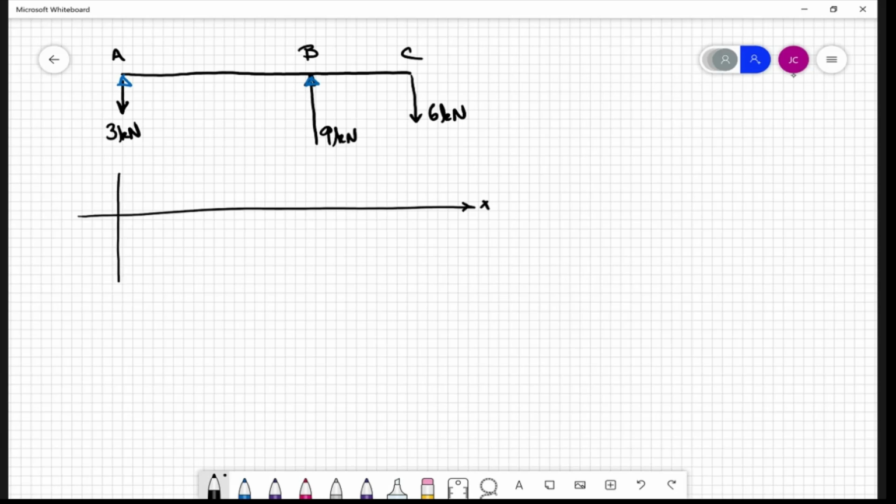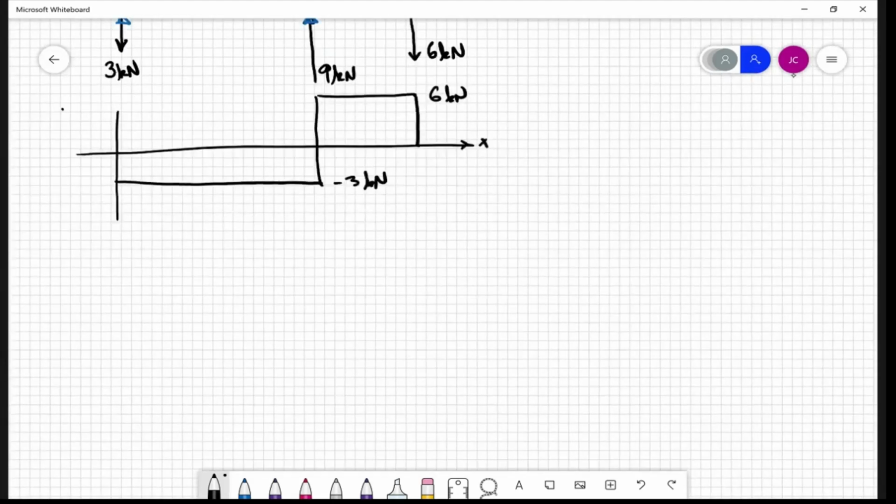So this gave us a shear diagram that looked as follows. We had a negative shear of 3 kilonewtons going from A to B. Then it jumped up to 6 kilonewtons and then back down to 0 at point C, right? So this is 6 kilonewtons of shear and then minus 3 kilonewtons of shear there, okay? And then the moment diagram looked as follows.